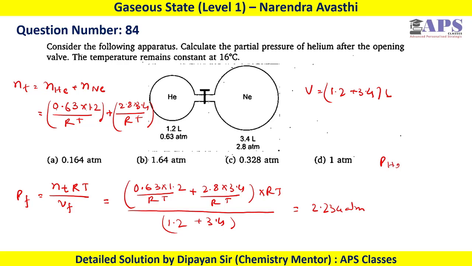Now partial pressure of helium is nothing but mole fraction of helium into total pressure, correct? And the mole fraction of helium can be calculated as individual mole by total mole from this relation, and it will become 0.032 divided by 0.432 multiplied by 2.223. Okay, and hence the final value of partial pressure of helium will become 0.164 atm. So option A will be the correct option.